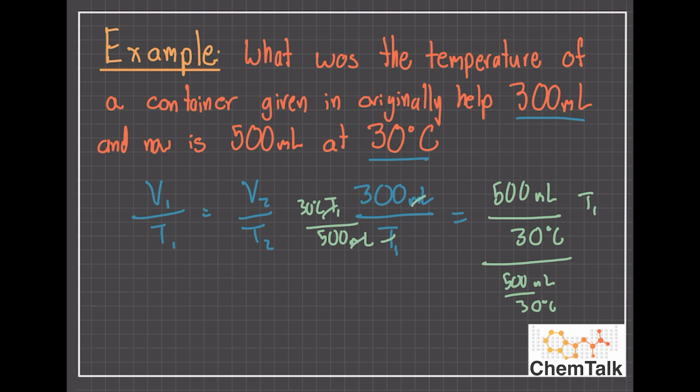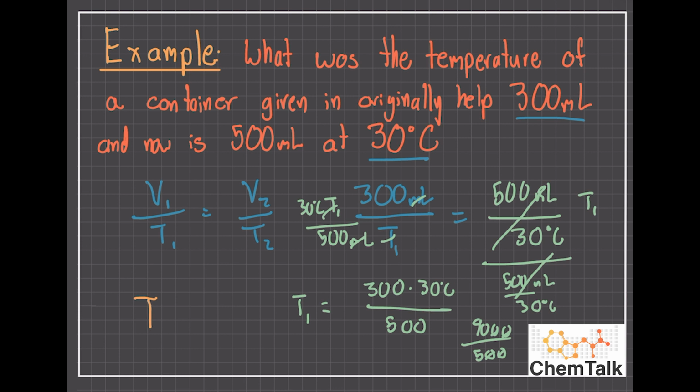All right, units cancel. So now down to temperature, T1 is equal to 300 times 30 degrees Celsius over 500. All right, a little bit of multiplication here. 300 times 30 is equal to 9,000 over 500. You can cancel out some zeros. Then 90 divided by 5 is 18. So our original temperature, or T1, that we solved for is 18 degrees Celsius.